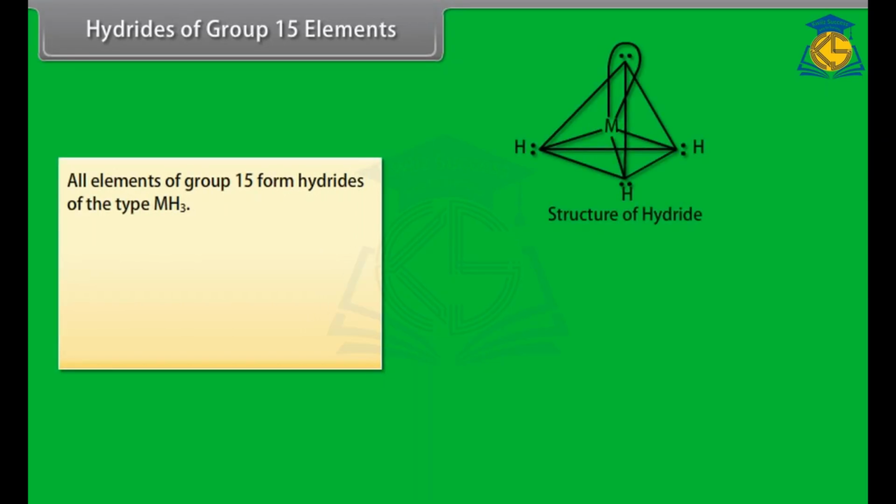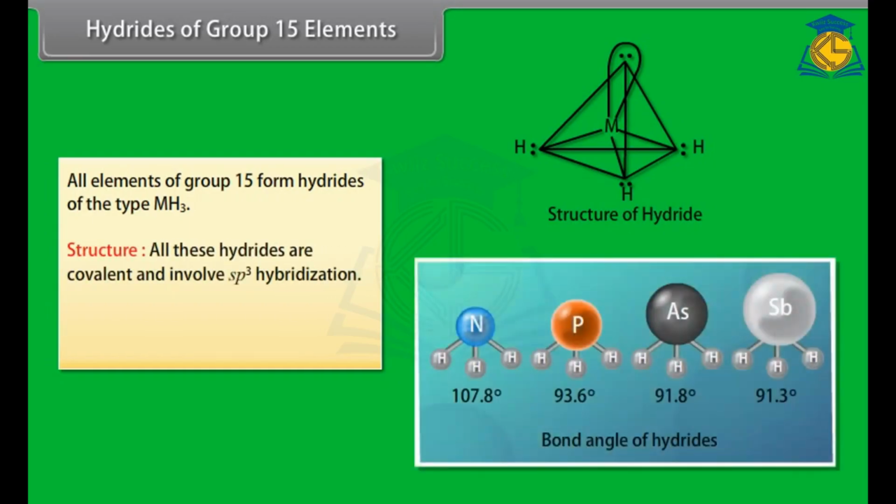All elements of group 15 form hydrides of the type MH3. Structure. All these hydrides are covalent and involve sp3 hybridization. 3 of the 4 sp3 hybrid orbitals overlap with 1s orbitals of 3 H atoms to form 3 M-H sigma bonds, while the 4th hybrid orbital contains lone pair of electrons. The bond angle decreases down the group.